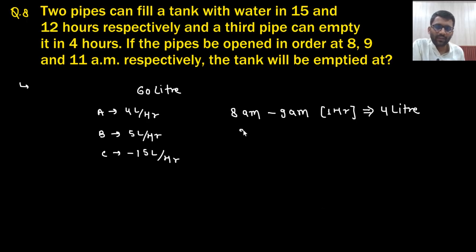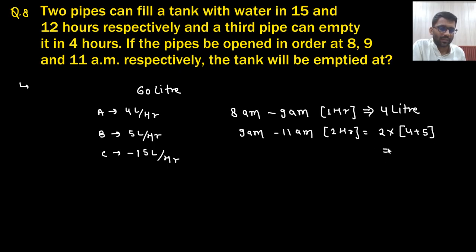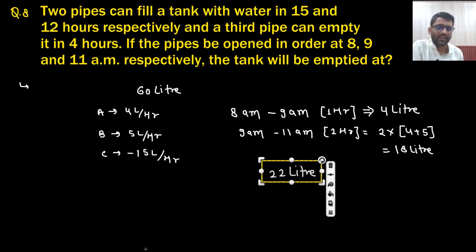Then from 9 a.m. to 11 a.m., for 2 hours, which pipes were working? Both A and B. For 2 hours, both A and B, 4 plus 5, so here you would have got 18 liters. So now total water in the tank is 22 liters.